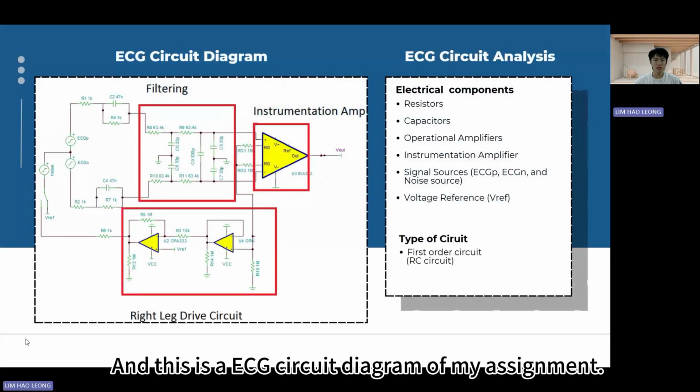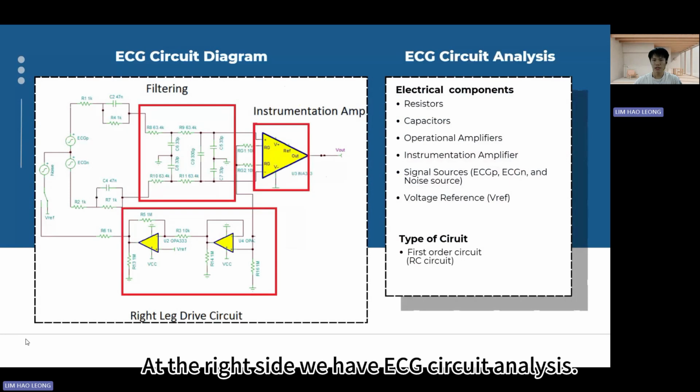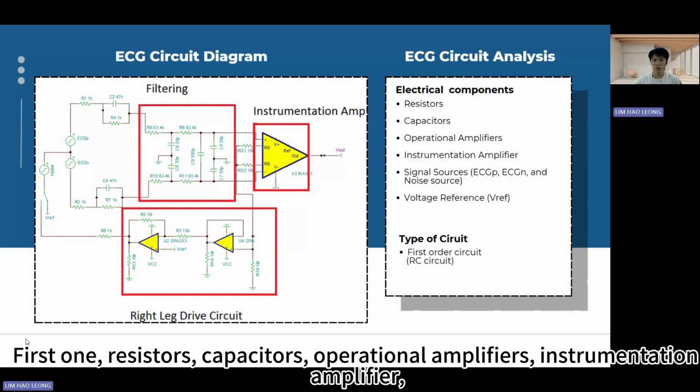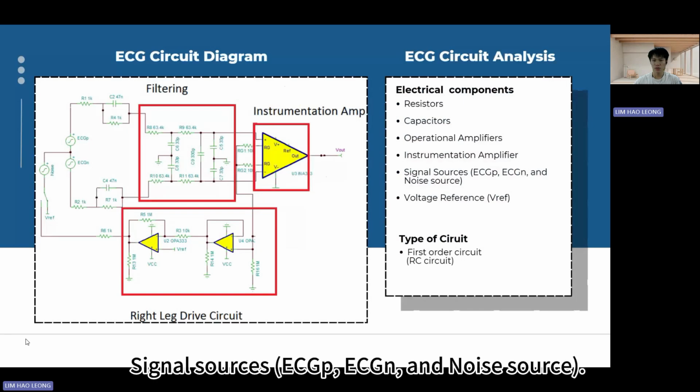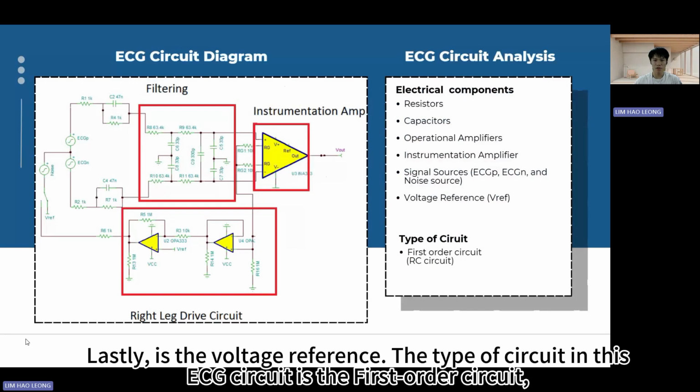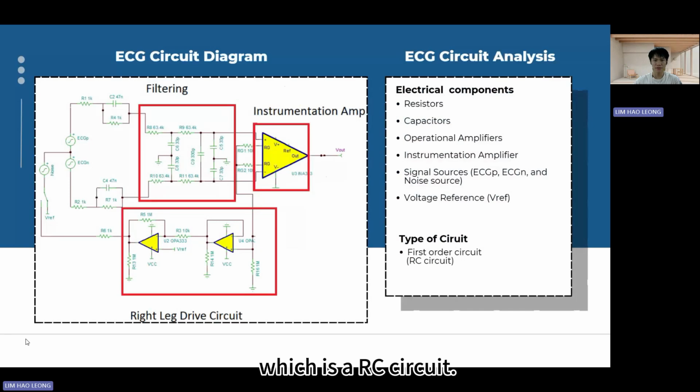And this is the ECG circuit diagram of my assignment. At the right side, we have ECG circuit analysis. Totally, there are 6 electrical components in the ECG circuit diagram. First one, resistor, capacitors, operational amplifiers, instrumentation amplifier, signal sources, ECGP, ECGN, and noise source. Lastly is the voltage reference. The type of circuit in this ECG circuit is the first-order circuit, which is RC circuit.